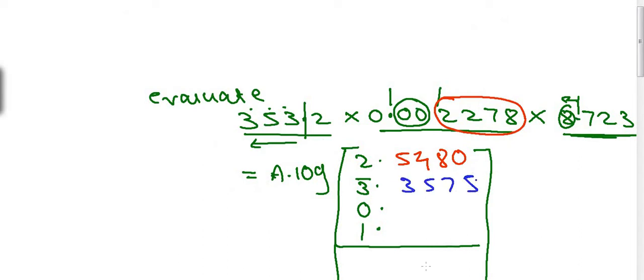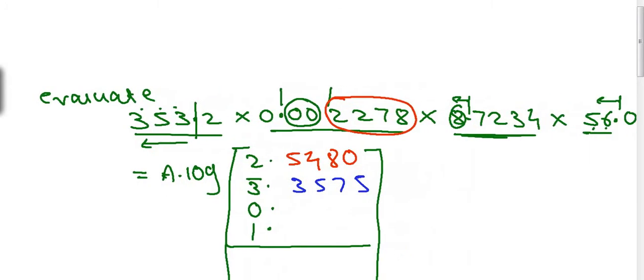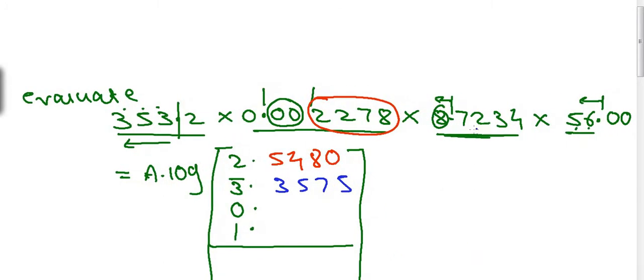3575. Now let us find the log for 8.7234. To find the log for 8.7234, we have to consider only the first 4 digits, that is 8, 7, 2 and 3. We have to neglect this 4. If the digit we are neglecting is 5 or greater, then we have to increase the neighboring digit by 1. But here it is less than 5, it is 4. So let us take it as 8723.